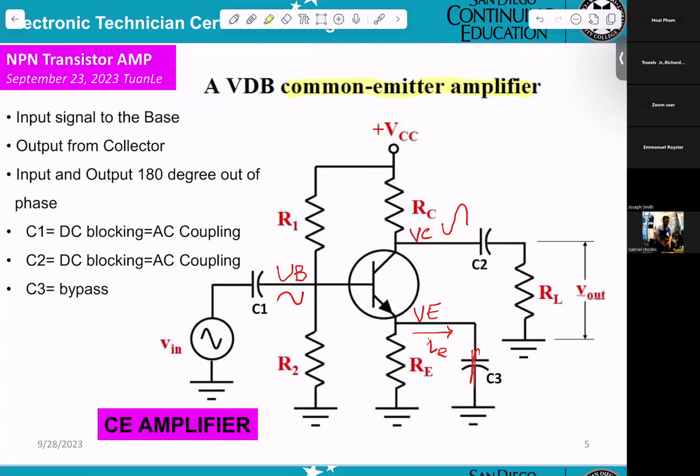Basically, you get three. First one, common emitter amplifier. The second one, common collector amplifier. And the last one will be common base amplifier. Okay? So now we're talking about the first one, common emitter.